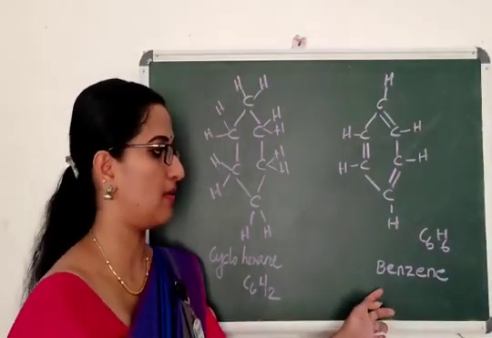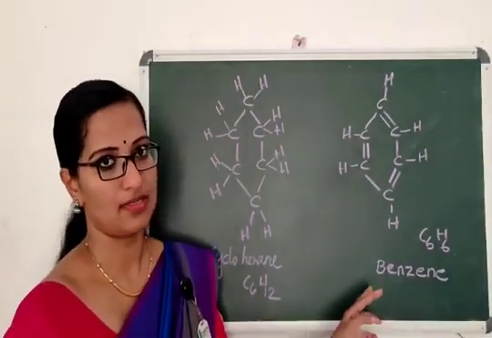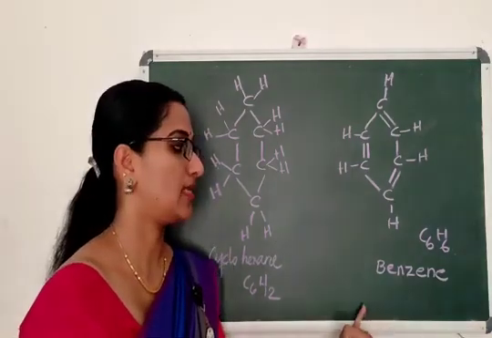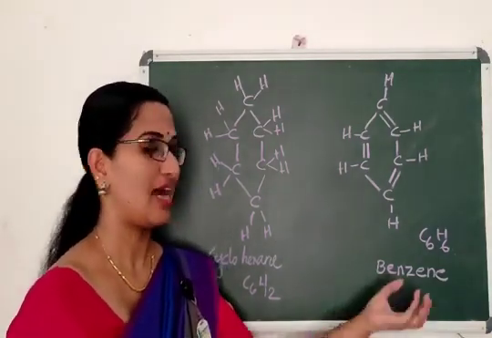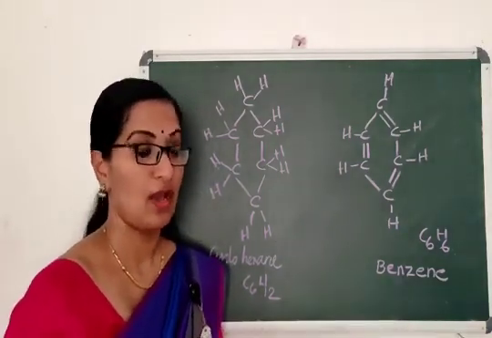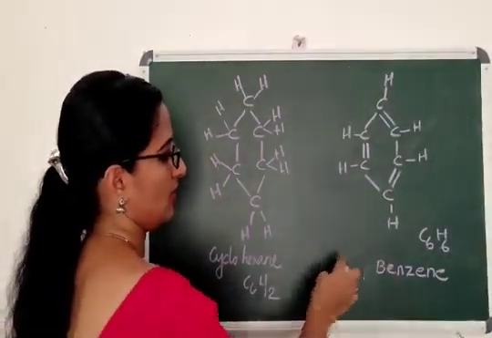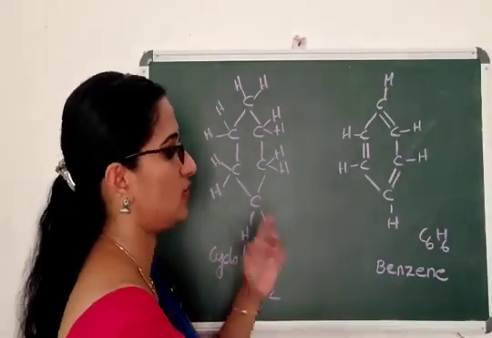This is the best example which is there in your syllabus. Benzene has many peculiarities. Benzene shows particular characteristics and it is highly poisonous also. Most of the organic compounds are highly poisonous. So this is one of the important unsaturated hydrocarbons.